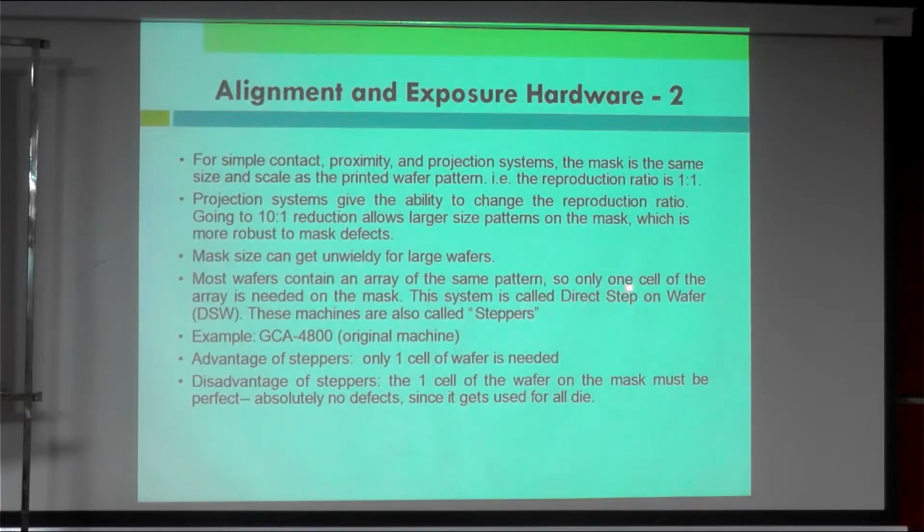This system is called direct step on wafer, or DSW. This machine is also called a stepper. The advantage of a stepper is that only one cell of the wafer is needed. The disadvantage is that the one cell on the mask must be perfect, with absolutely no defects, since it gets used for all the dies.